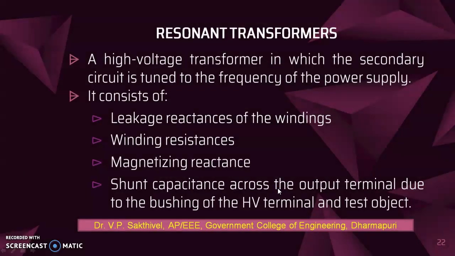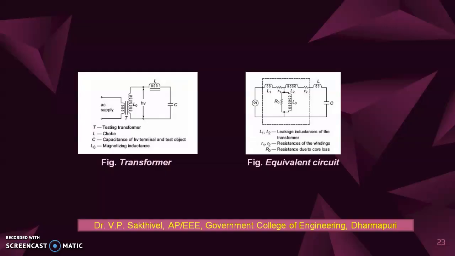The next one is resonant transformers. In resonant transformers, the secondary circuit is tuned to the power frequency. Here it consists of leakage reactance, winding resistance, magnetizing reactance, and shunt capacitance across the output terminal due to bushings, HV terminals and test objects.